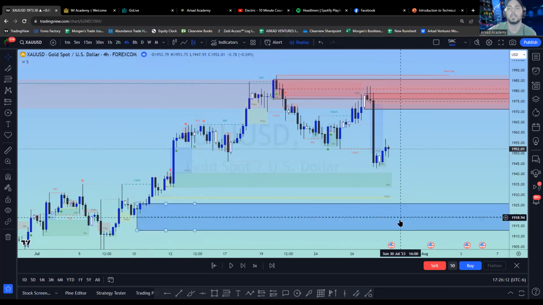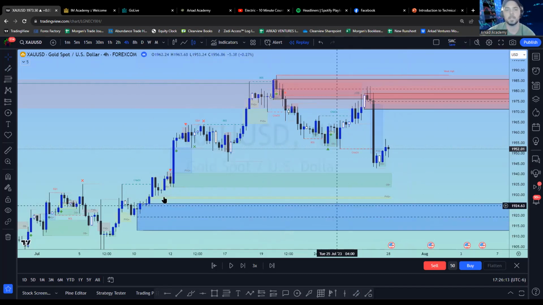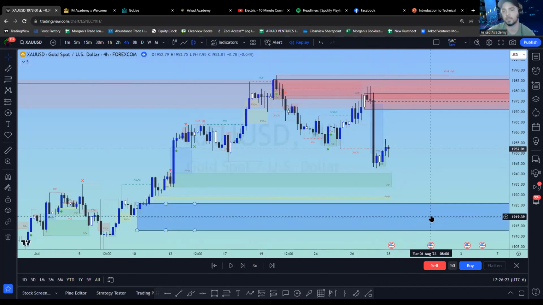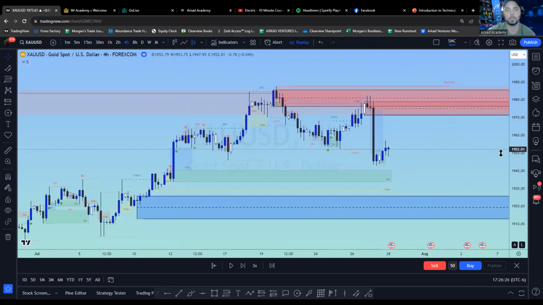So if you were to look at this, this would be your demand zone, and you've got a fair value gap there. So we should anticipate price to move back into these areas, and that would tell you a good buying opportunity.